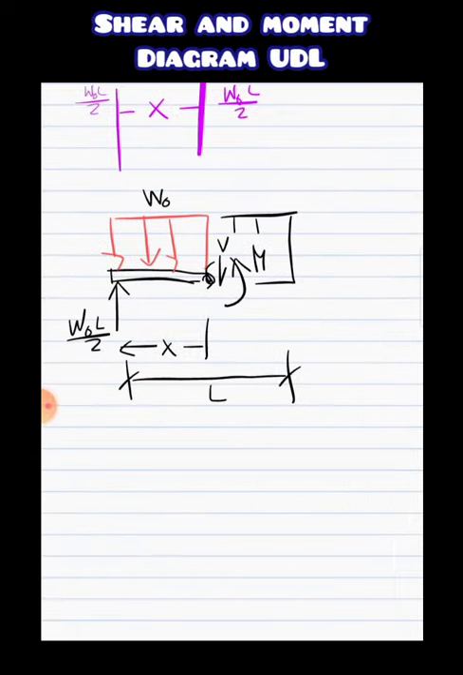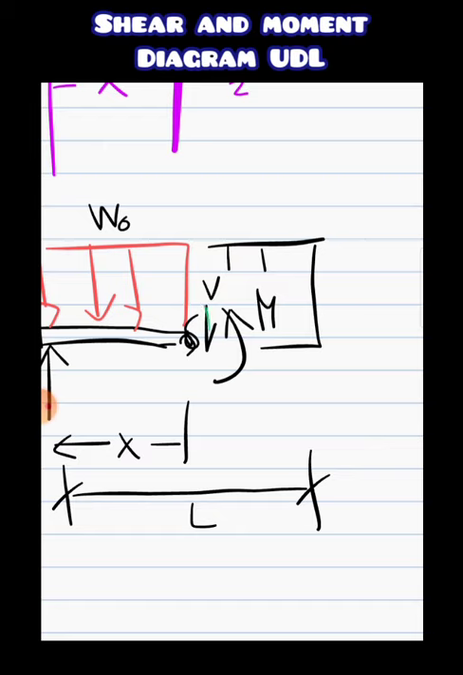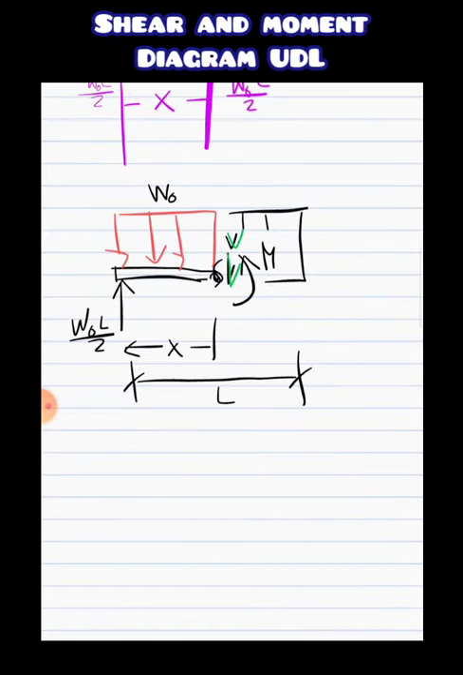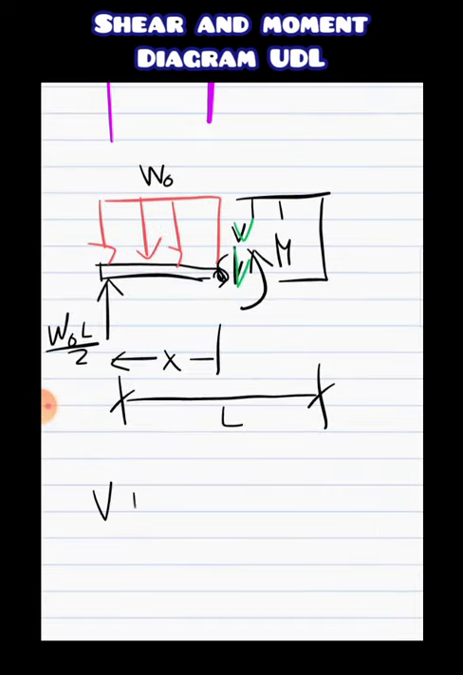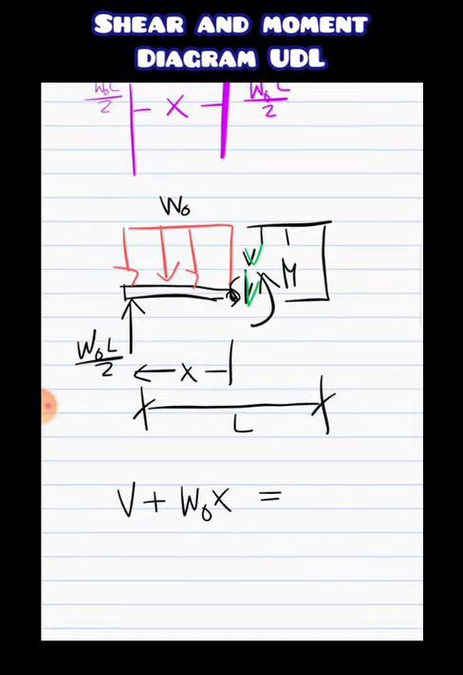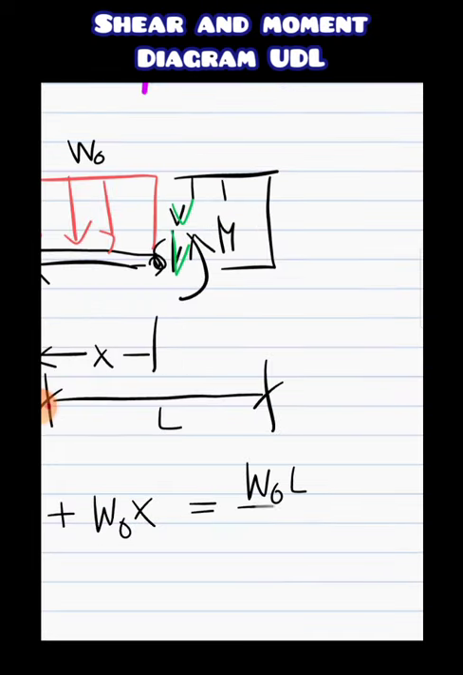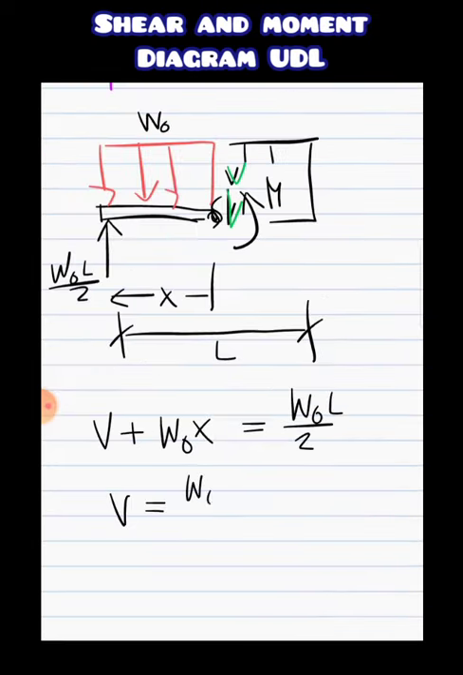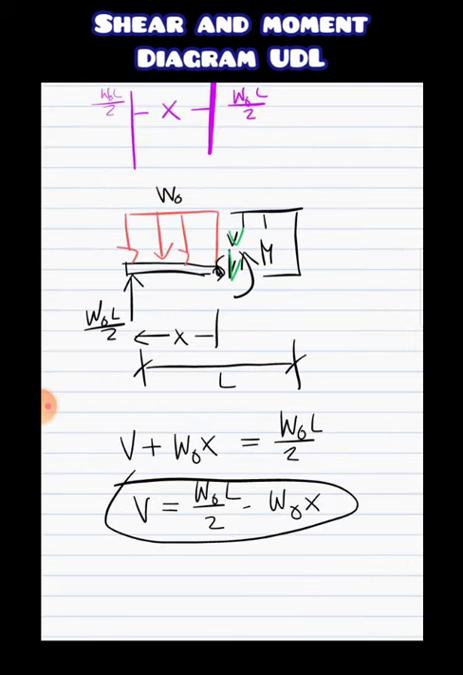Now to find this shear, all we need to do is again apply the equilibrium equation. So for that shear, all the downward forces is W. But this time, it's not L, because we cut it right here. It will become X. Wx is equal to, so these are all downward forces, equal to upward forces, WL over 2. And so V is equal to WL over 2 minus Wx. This is now our shear equation.